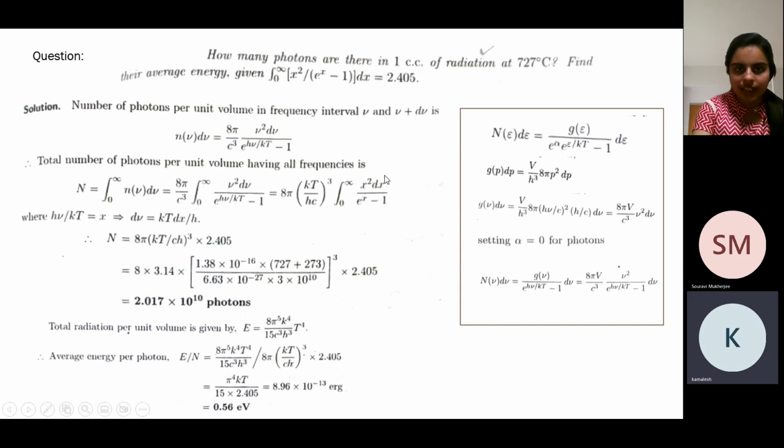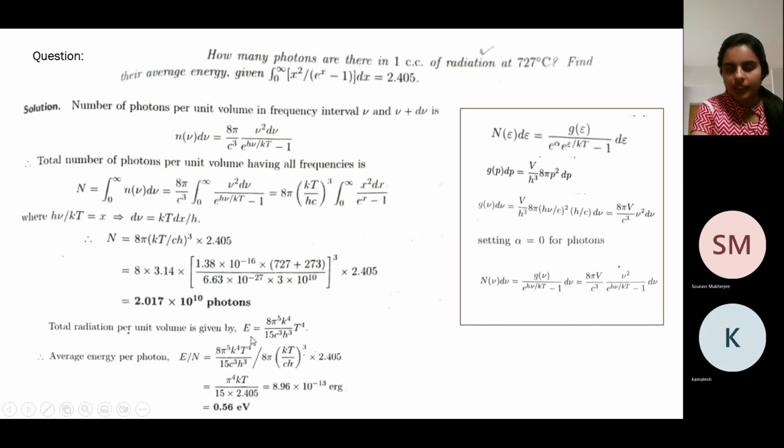Once you know that, you can use this. These are very standard ideas: if this is the number of photons per unit volume, then for the total number you can just integrate over the entire frequency space. If the energy is specified, you can find the energy per photon. These are very standard things, but what's important is to remember this physical understanding.